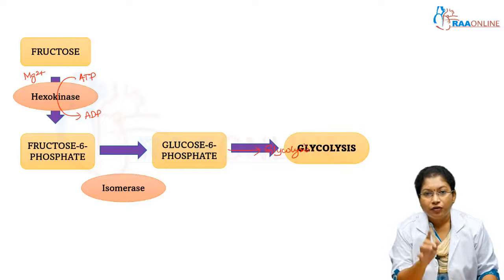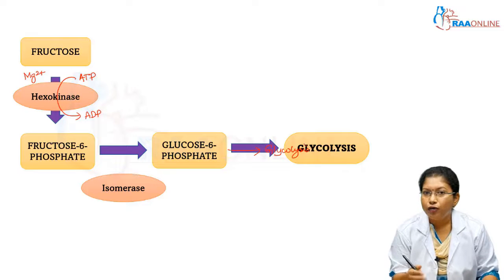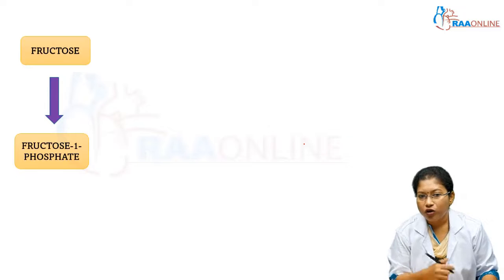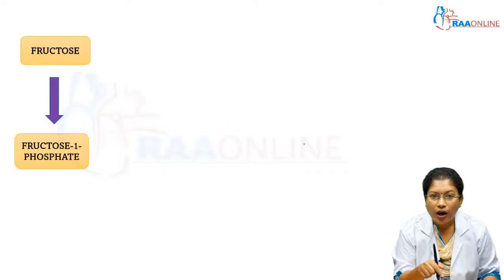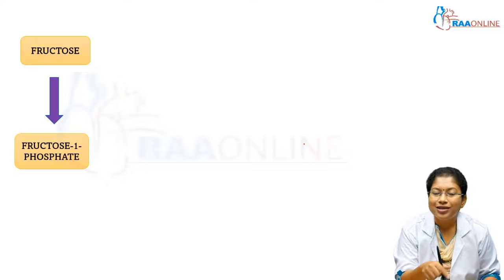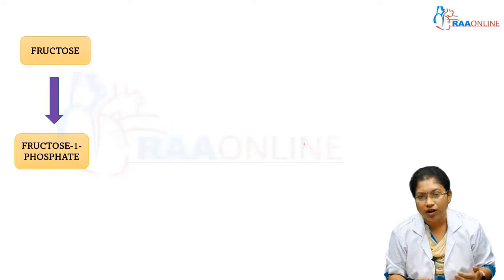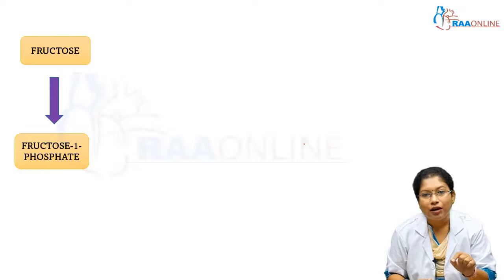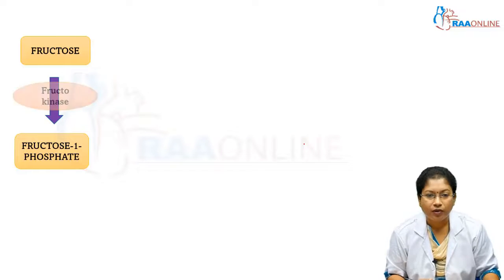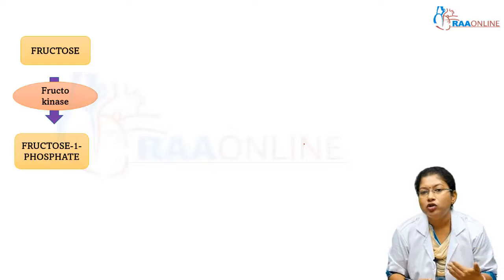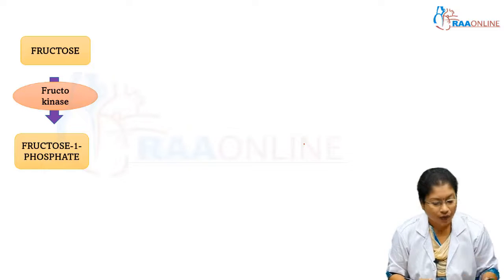So we have seen the first pathway. What is the second one? Fructose to fructose 1-phosphate. For that reaction also, you are going to add a phosphate group from ATP. It requires magnesium for its activity. The enzyme here is a kinase, but it is fructokinase. This fructokinase does not require insulin for its activity.